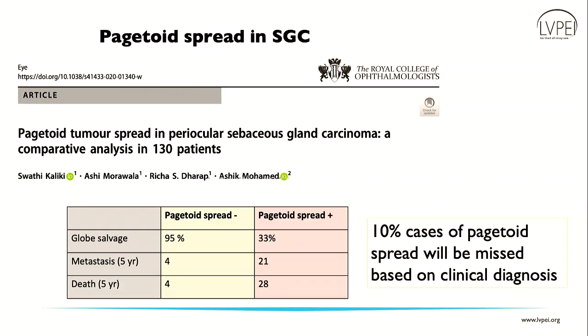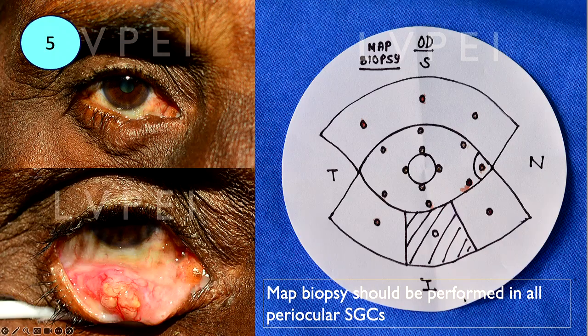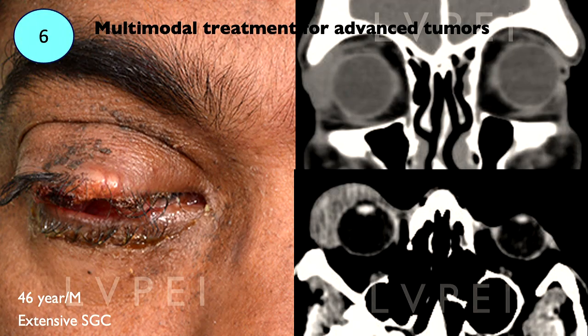This particular paper from our institute shows that with the presence of pagetoid spread, the globe salvage rate comes down drastically, and the metastasis and 5-year death rates are very high. We found that 10% of cases of pagetoid spread were missed if we just go by clinical diagnosis. Based on this, we advocate that map biopsy should be performed in all cases of periocular SGC.